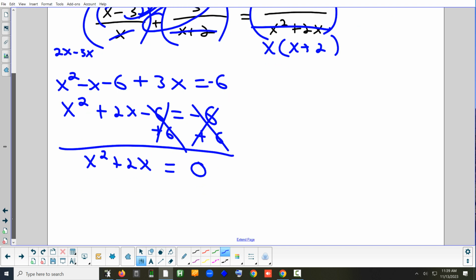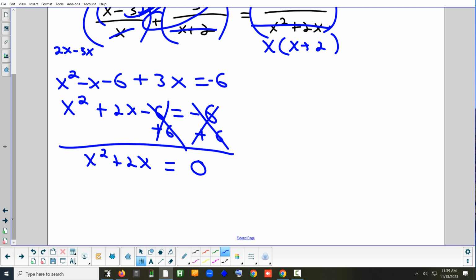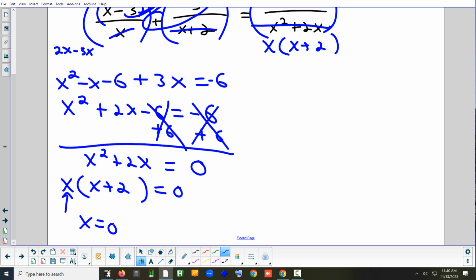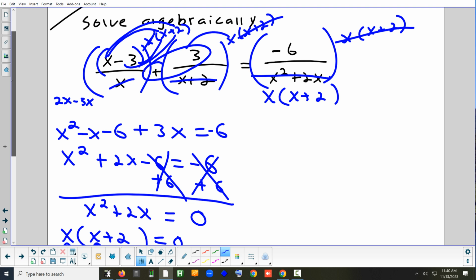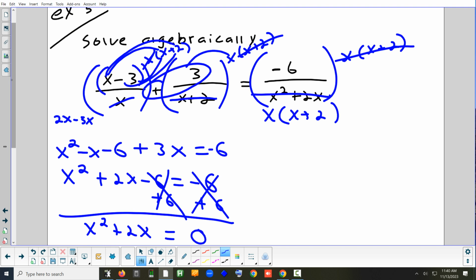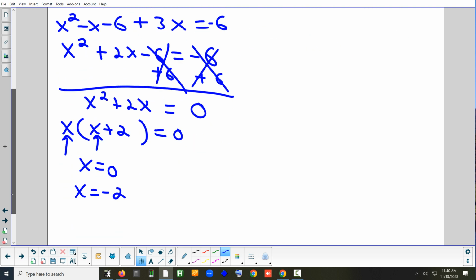And what can you do on the left-hand side? Yeah. And what can you factor out of both of them? And what does that leave you with? X times x plus 2. Okay, now we figure out each number that would make this 0. What makes the first factor 0? 0. And what about the second factor? Negative 2. But when we look back at the original problem, what did we say about 0 and negative 2? They can't be the answers. So when we solve this one, we got two answers that don't work.